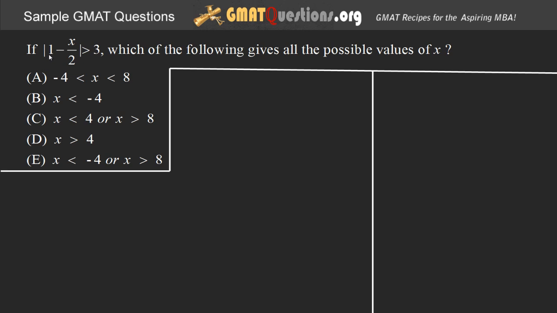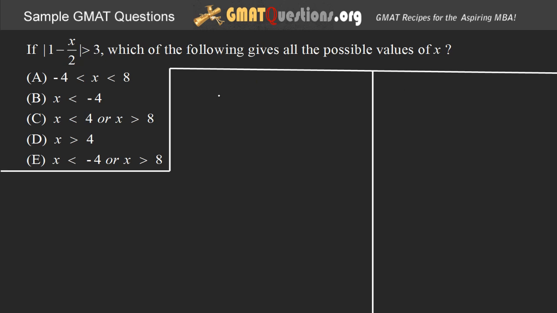If the absolute value of 1 minus x over 2 is greater than 3, which of the following gives all the possible values of x? We need to solve this inequality right here. Let's write it down here.